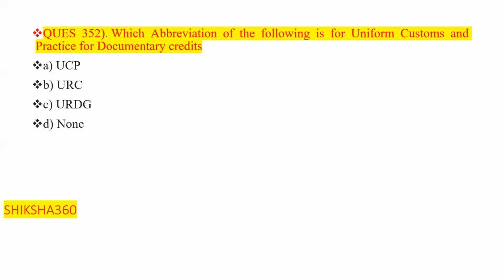Now move to the next question, 352. Which abbreviation of the following is for Uniform Customs and Practice for Documentary Credits? UCP, URC, URDG, or none? The correct answer is option A, that is UCP.